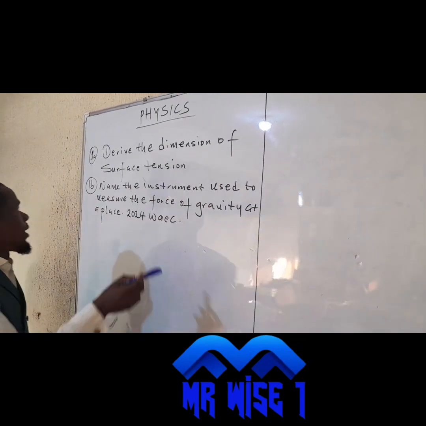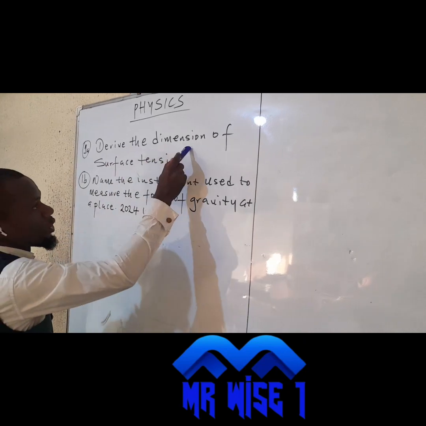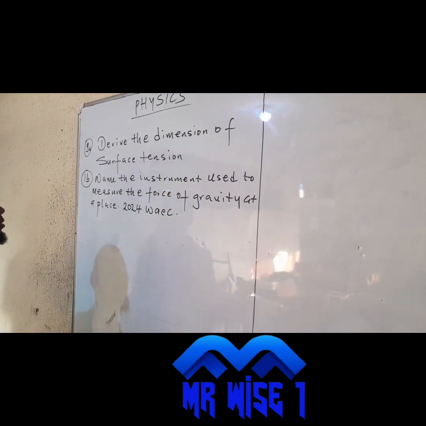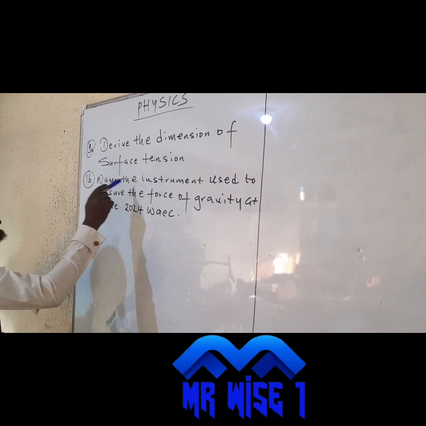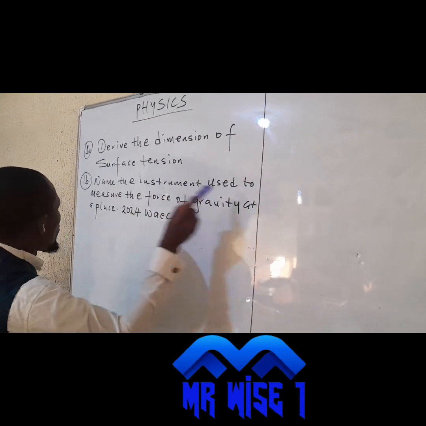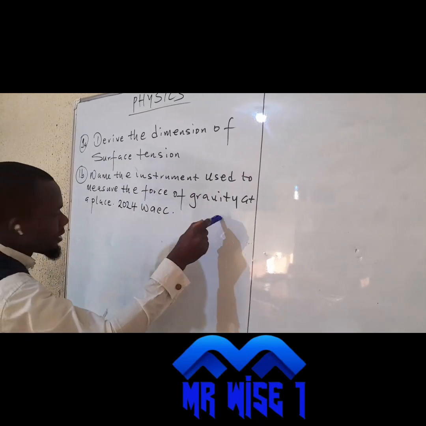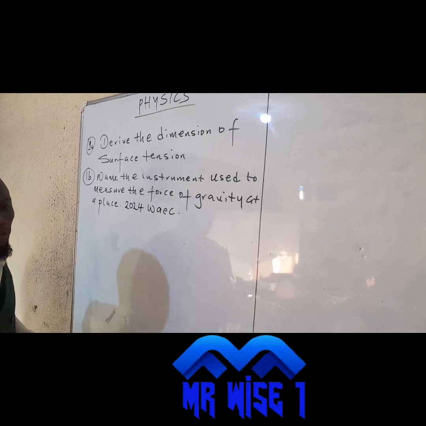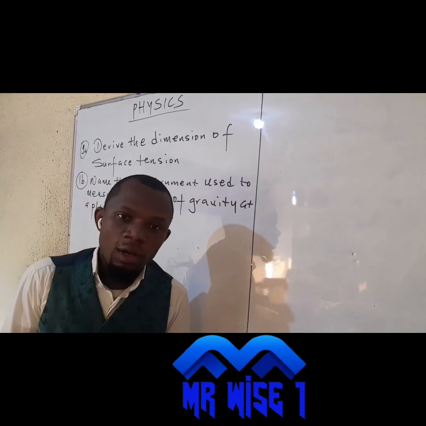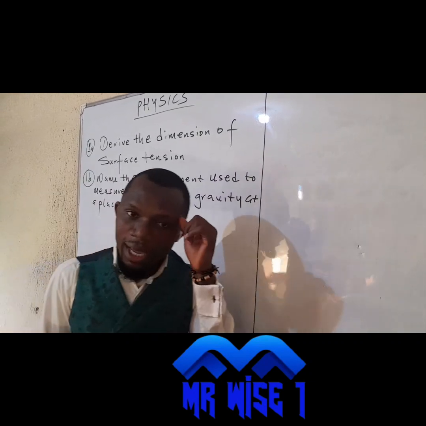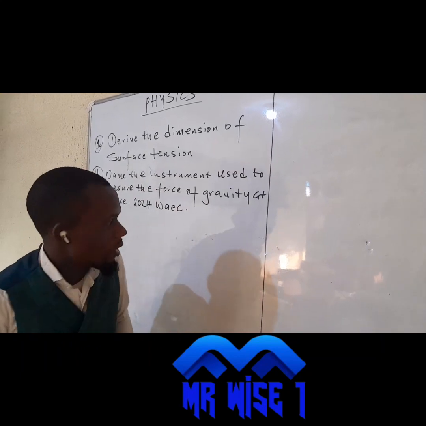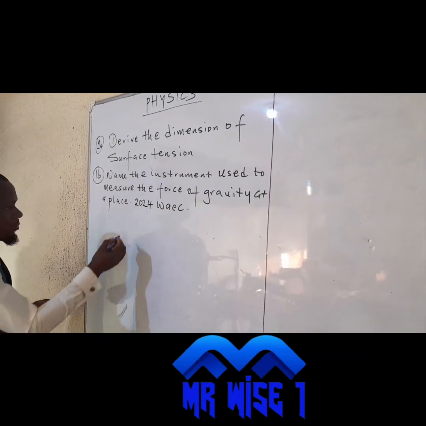So I have a problem with me here. It says: derive the dimension of surface tension; 1B, name the instrument used to measure the force of gravity at a place. So this is the first question, question 1A and question 1B. Let me start with question 1A.